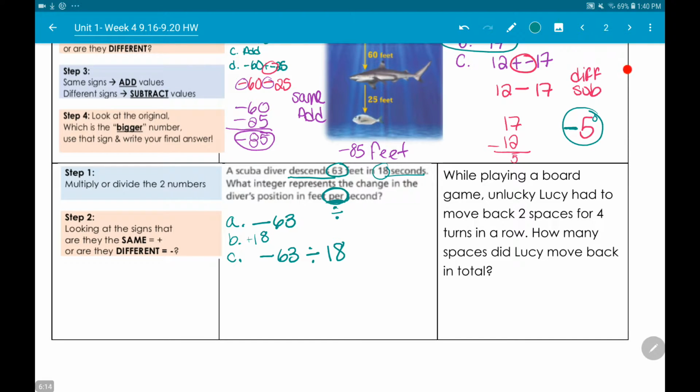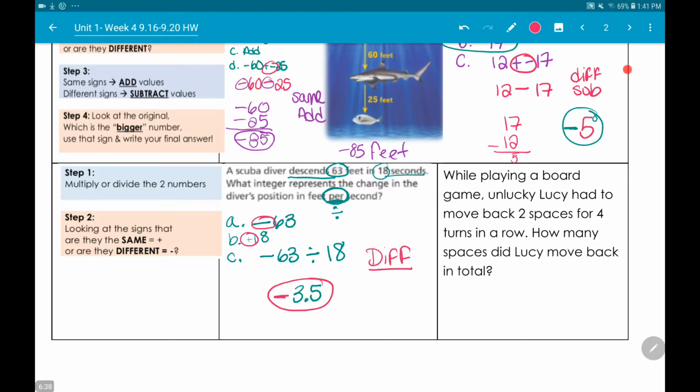I need to use my chart for that. I get 3.5. All right, and I asked myself, is it the same or different sign? So I had a negative and a positive. Those were different. So that means my final answer is going to be negative.